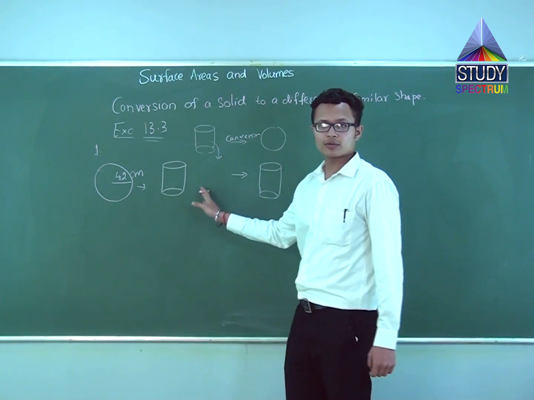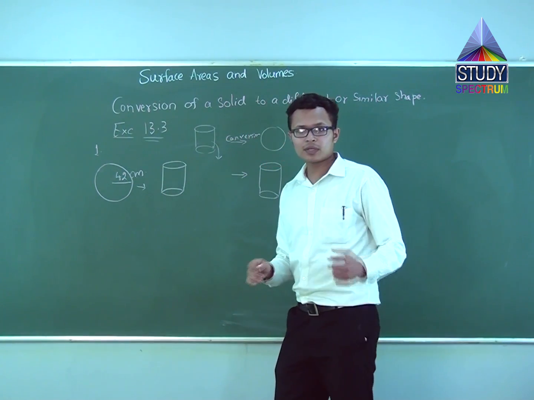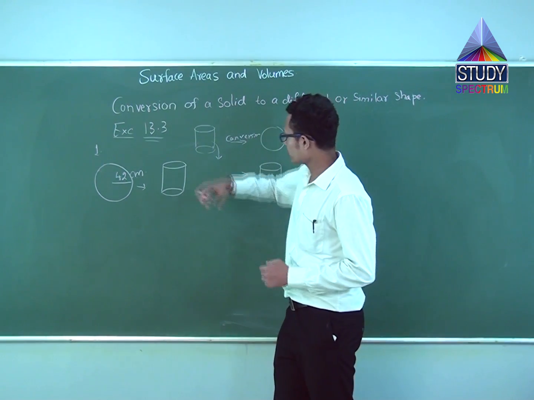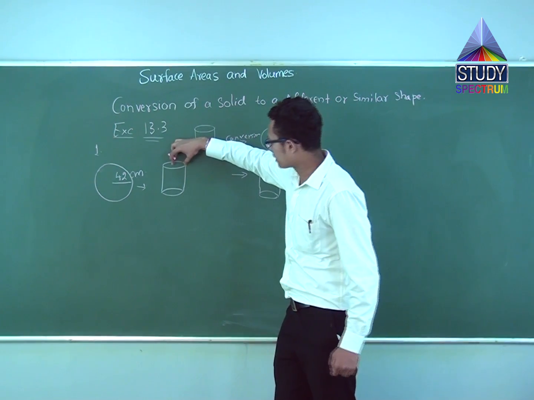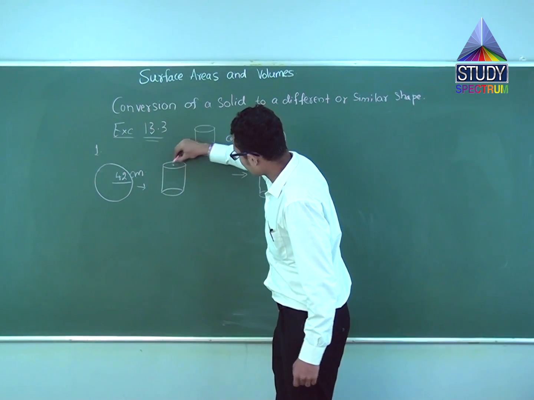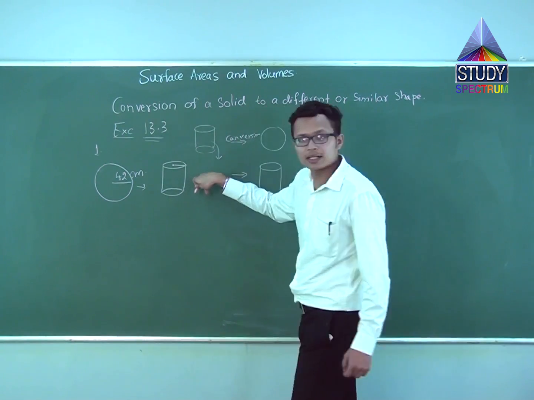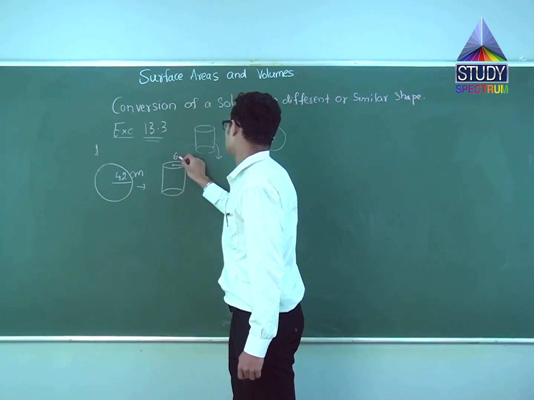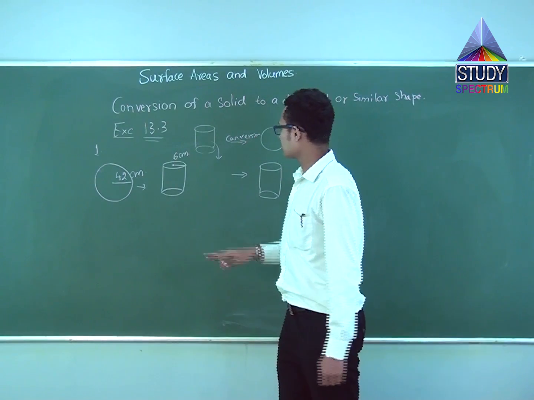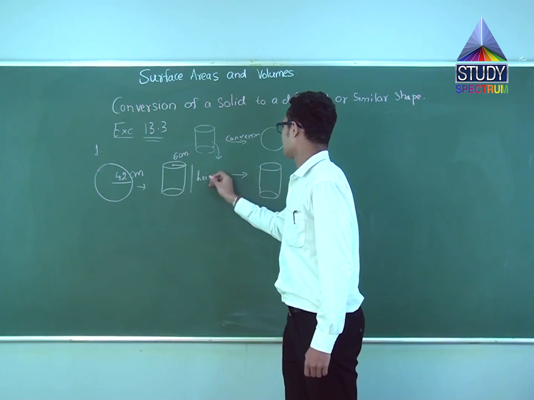A sphere is converted to a cylinder, and while we are converting, we are keeping one of the dimensions fixed. What I mean by that is, we already know the required dimension, say the radius of the cylinder or height of the cylinder. We already know that dimension, and we are supposed to find out the remaining dimension. Now, radius of this cylinder is given as 6 centimeters, and by now one thing should come to mind, that we are supposed to find h, that is height of the cylinder.